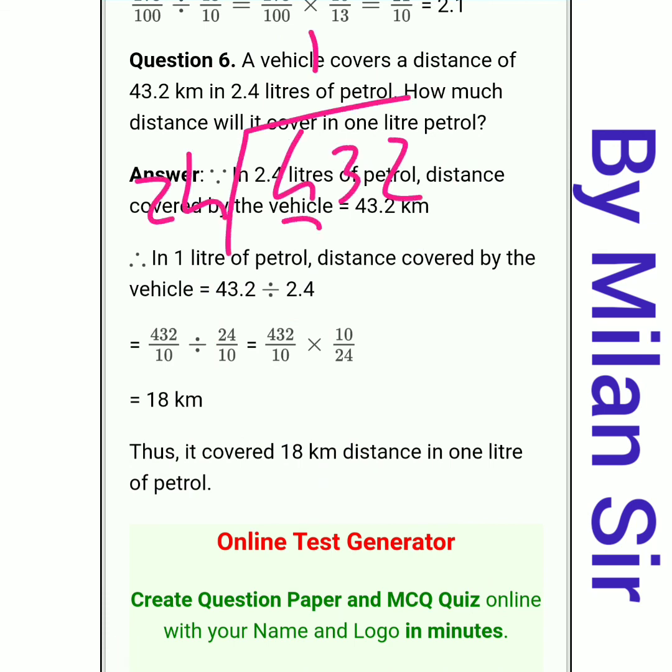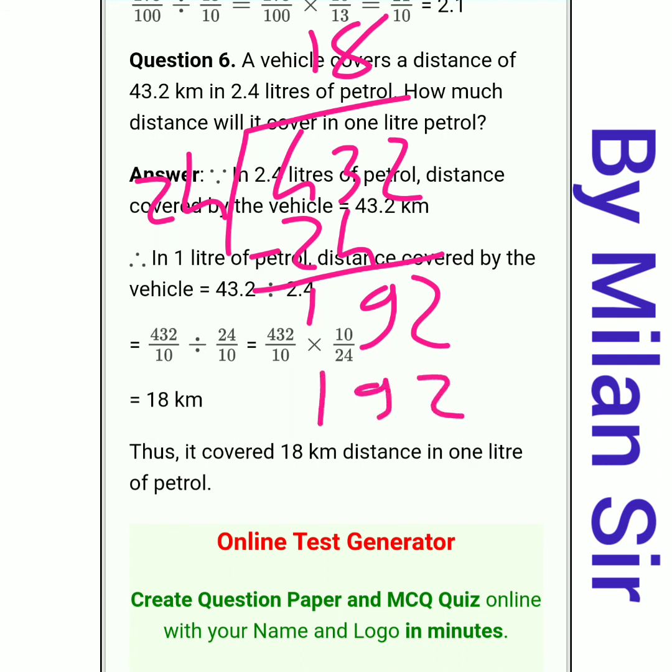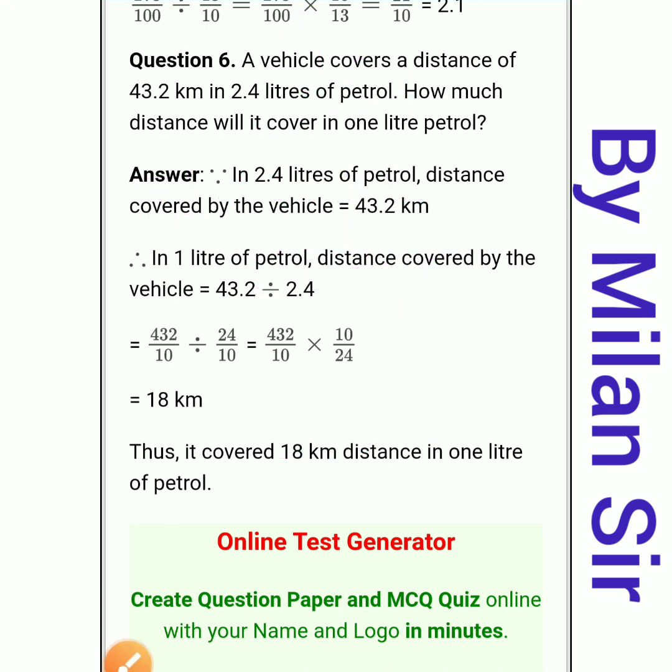So 24 ones are 24, right? Then 9 and 1, 192. So 24 8s are 192. Okay, so this is our answer, 18. So 18 kilometers, this is our final answer. So at last we need to write this: thus it covered 18 kilometer distance in 1 liter of petrol.